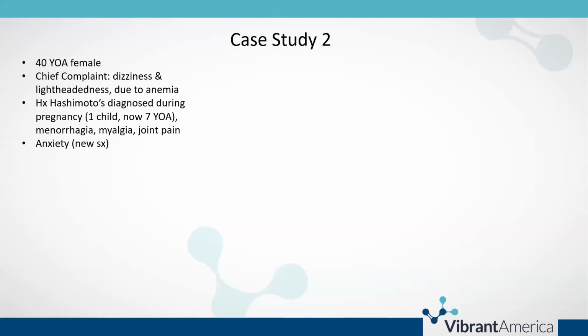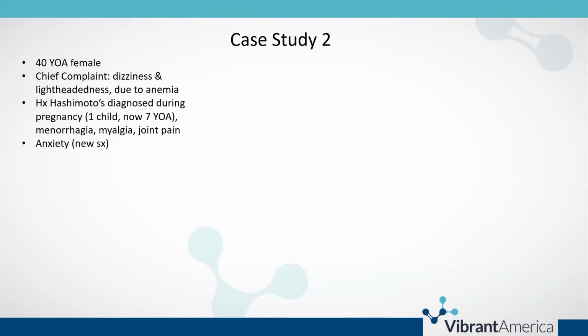And she mentioned she was diagnosed with Hashimoto's during pregnancy. So during pregnancy, she was medicated, but following pregnancy, the medications made her feel terrible. So she stopped taking them, and she felt a lot better until recently. Her daughter is 7, by the way.